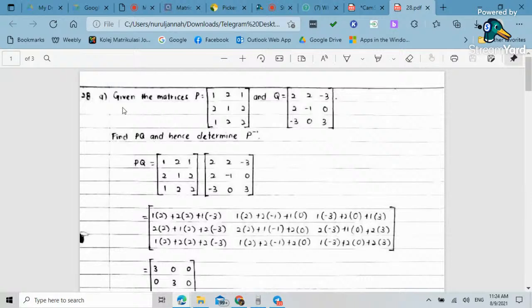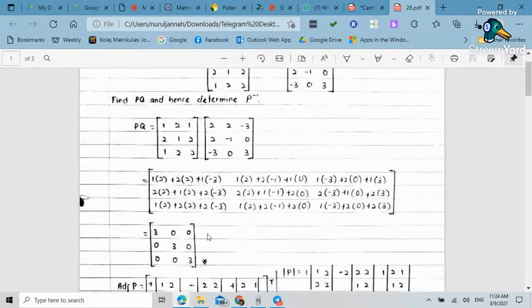We take a look at question number 28. Okay, so this one is good because you copied down the question, so it's really helping. Given the matrices P equal to something and Q equal to something, find PQ, and hence determine P inverse. First you multiply row by column. So you will get this, and you will get the answer.